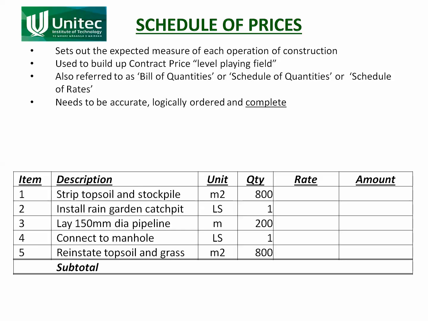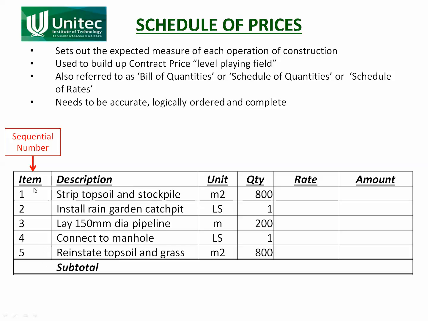It's important that it's accurate, logically ordered and complete, because it defines the whole project. If something is not included in the schedule of prices, it's not part of the contract agreement. So it's quite important that you make sure that it is complete. Logically ordered so people can find their way through it. It's a working document, and accurate. Once again, if you get it wrong, then there can be money involved. So let's look at each part.